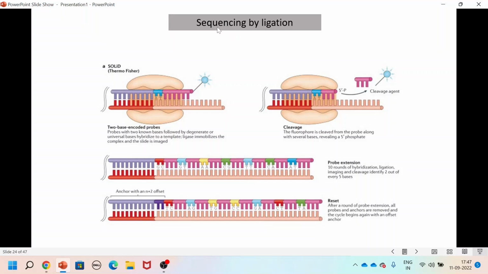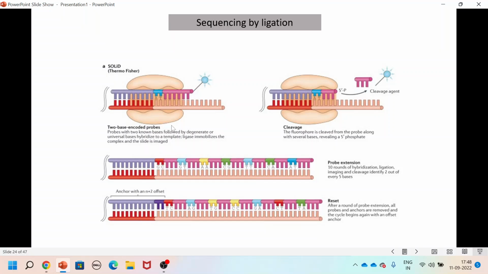Sequencing by ligation is used by the SOLiD platform, which is a Thermo Fisher platform. In this, following cluster generation or bead deposition onto a slide, fragments are sequenced by ligation, in which fluorophore-labeled two-base probes are added, composed of the nucleotides in the first and second positions. As we can see here, highlighted in blue, A and T are the known bases. The probe with two known bases, followed by the degenerate or universal bases, hybridizes to a template. Then ligase immobilizes the complex and the slide is imaged.